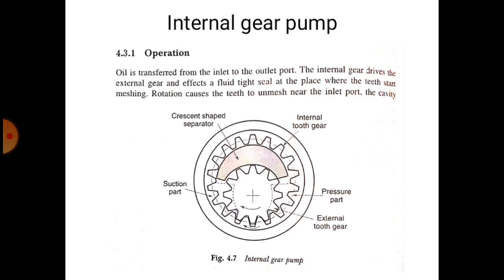Oil is trapped within the internal and external gear teeth on either side of the crescent seal and is carried to the outlet cavity of the pump. Meshing of the gear teeth reduces the volume in the high pressure cavity near the outlet port.